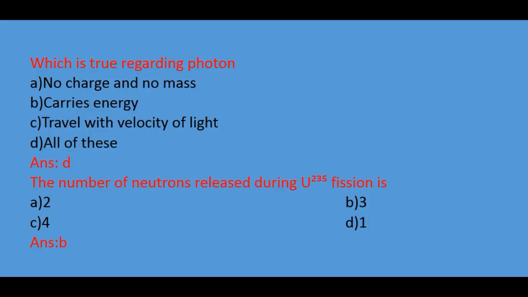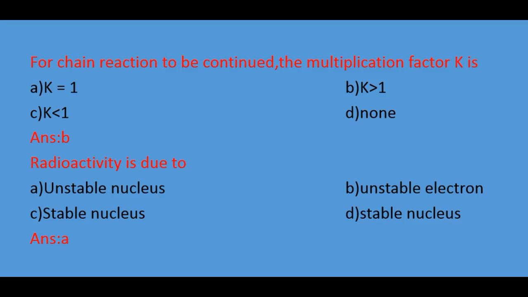The next one is, the number of neutrons released during uranium-235 fission is. In the fission reaction, when uranium is bombarded with a neutron, it breaks into lighter particles and also emits 3 neutrons. These 3 neutrons further react and multiply: 3 is converted into 9 and 9 is converted into 27. So the number of neutrons released in the fission reaction is 3. The answer is B. The next question, for a chain reaction to be continued, the multiplication factor K is. The answer is B, K greater than 1. The K must be greater than 1 for the chain reaction to continue, otherwise it does not continue.